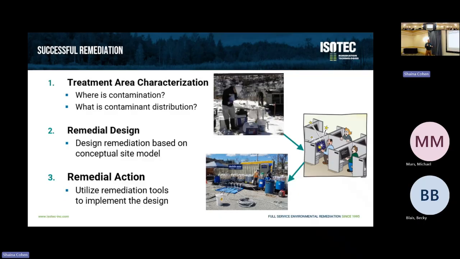And then the last and really critical piece is the remedial action. We can have a great remedial design on paper, but we need to be able to implement it in the field, using the right tools to get the contact and the delivery, in the 3 dimensions where the contamination is and how the hydrogeology sets up.